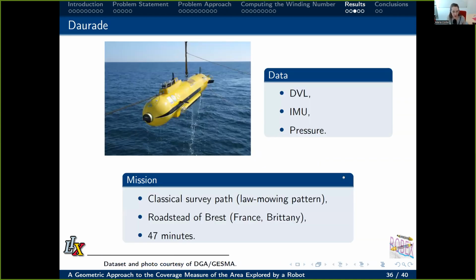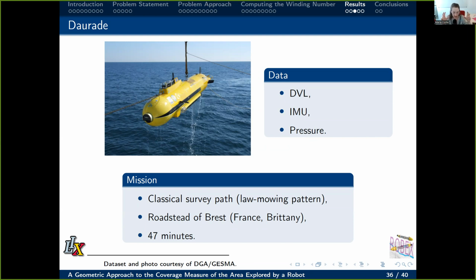Sorry. So we also applied our algorithm to a real data set that was acquired by the robot Daurade that you can see here in this picture. Daurade explores the environment using 2 side-scan sonars, like I showed at the beginning of the presentation. And of course, it also has different proprioceptive sensors embedded. We are going to be using here a Doppler velocity logger that is used to estimate the robot's speed underwater. We also have an inertial measurement unit that will measure the robot's acceleration and angular velocities. And we have a pressure sensor that will measure the robot's depth underwater.